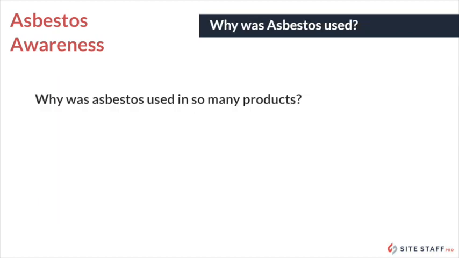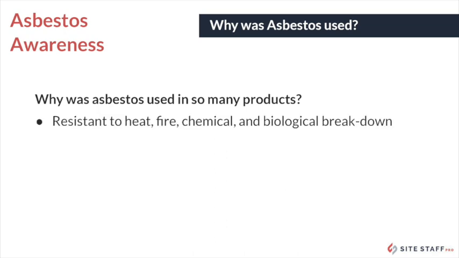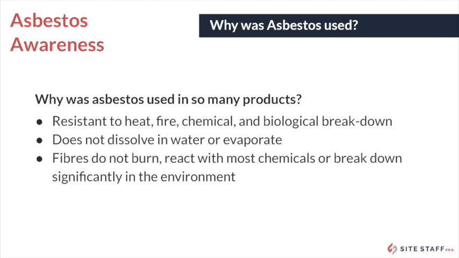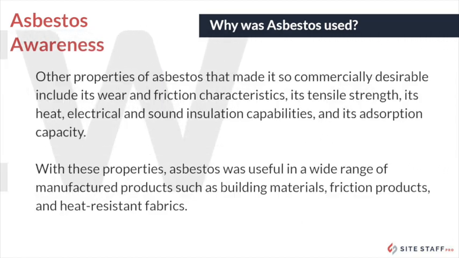Why was asbestos used in so many products? All forms of asbestos are resistant to heat, fire, chemical, and biological breakdown. Asbestos does not dissolve in water or evaporate. These properties mean that asbestos fibres do not burn, do not undergo significant reaction with most chemicals, and do not break down significantly in the environment.